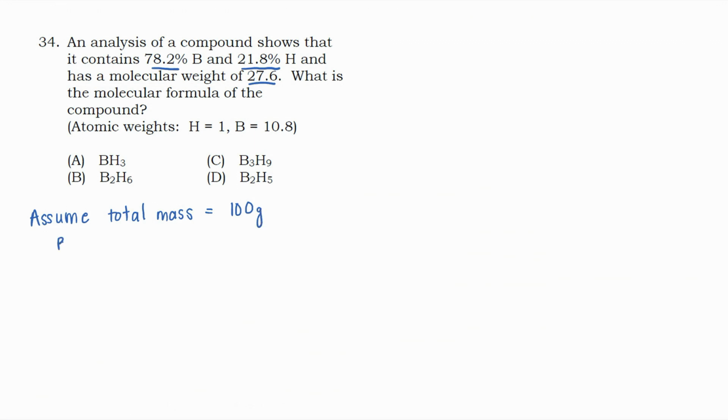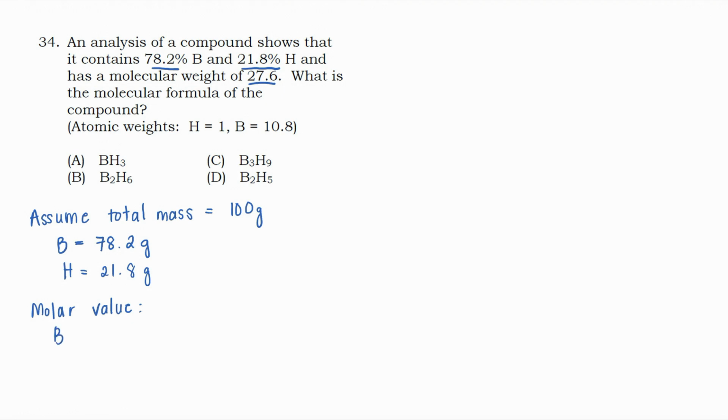So, yung sa element B, equal siya sa 78.2 grams. Kasi, di ba, kung 78.2% ng 100, yung answer doon is 78.2 grams. And then, yung element H, so 21.8% ng 100 grams is 21.8 grams. Assumption lang yan. And then, yung kukunin natin yung molar value ng elements. Pag sinabing molar value, yun yung number of moles.